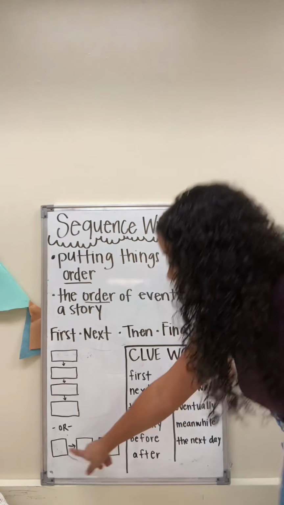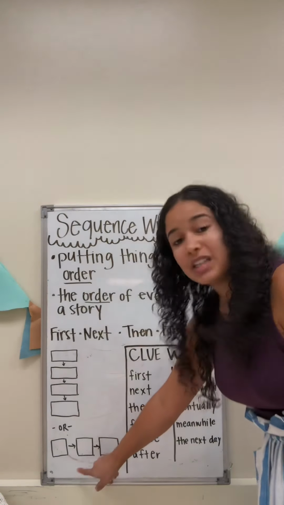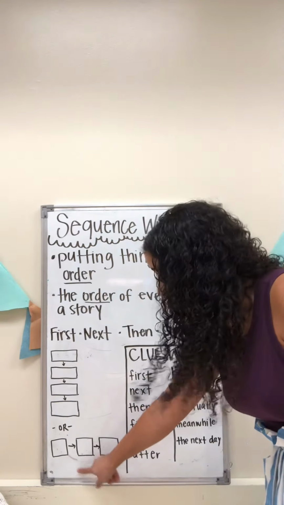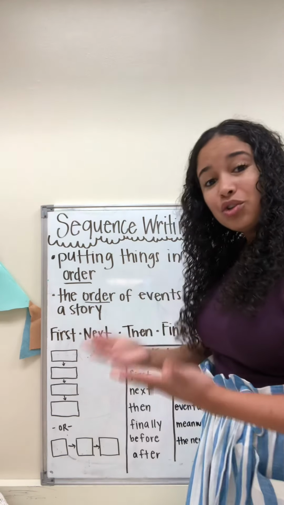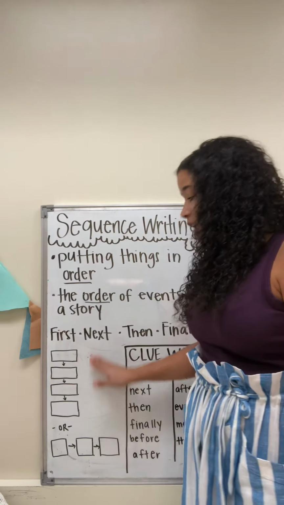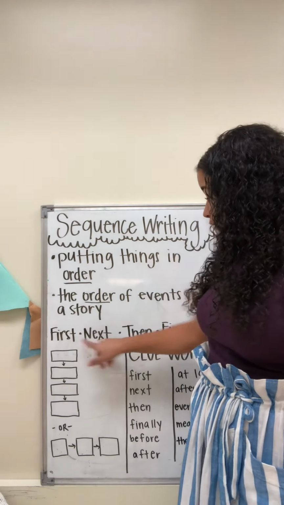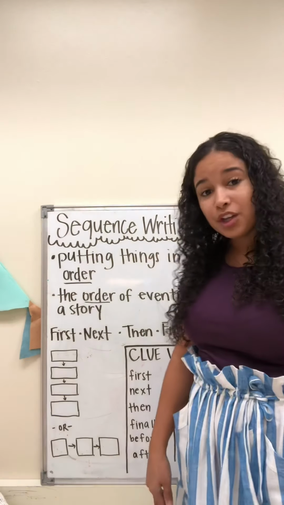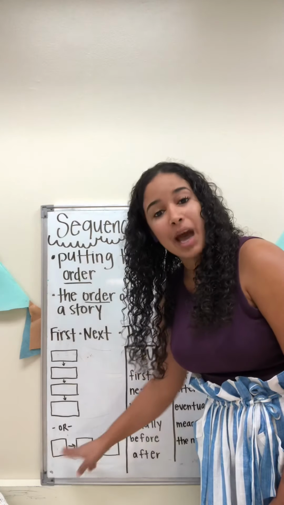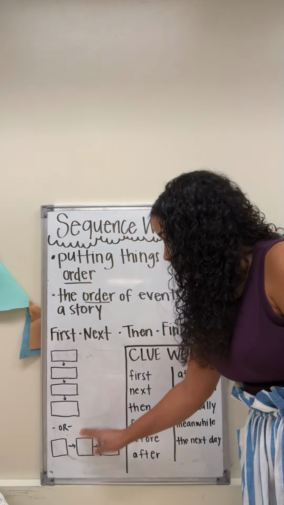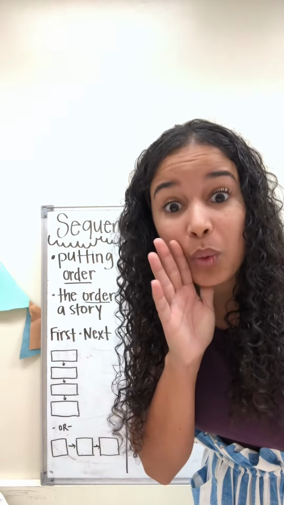If you see, we have 3 boxes down here as well. This is where you can tell the beginning of the story, the middle of the story, and the end of the story. So you can choose what type of sequential order you would like to use. You can use words like first, next, then, and finally, or you can also put your story in order with what happened in the beginning, what happened in the middle, and what happened in the end. But guess what? We have so many more words that we can use.